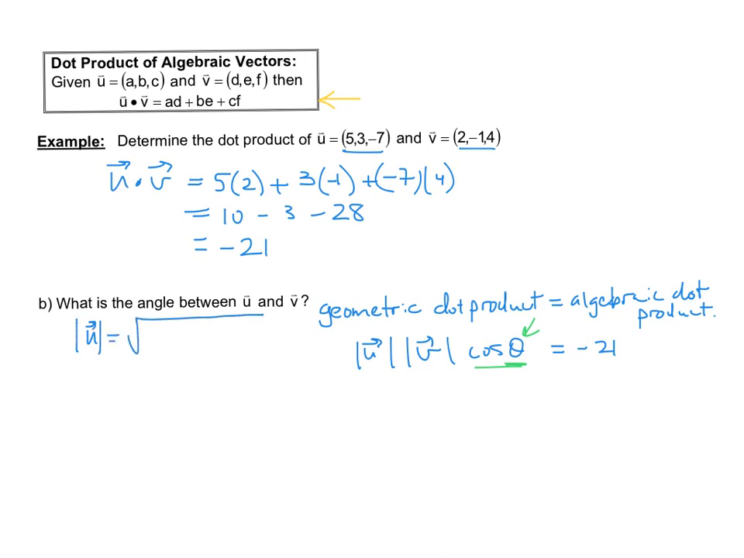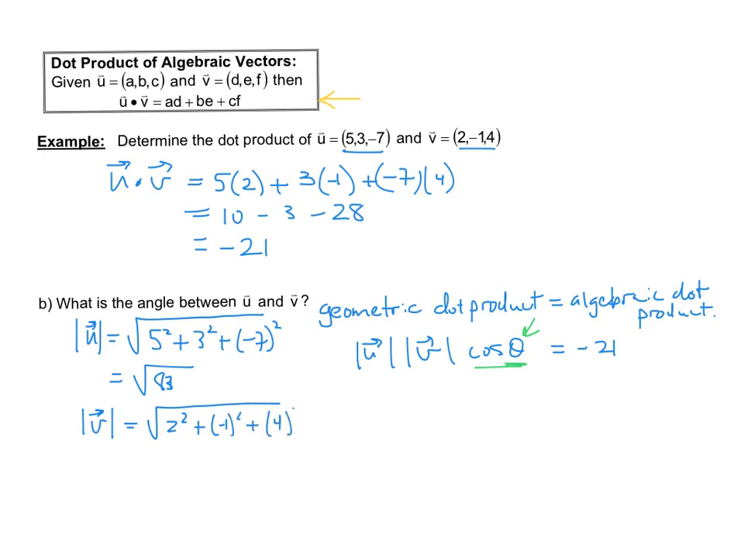We know that that's going to be the square root of the components added together after they've been squared. So we take all those components, square them, and add them together. For the first one, that gives us the square root of 83 there. And then we do the same for vector V. We find its magnitude using that formula. So 2 squared plus negative 1 squared plus 4 squared. And that's going to give us the square root of 21.